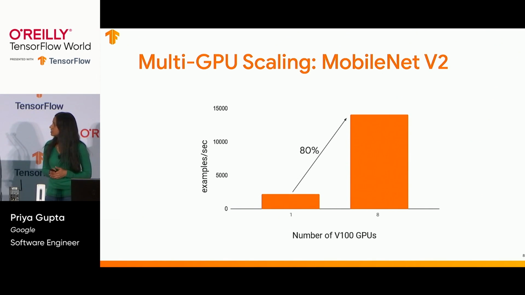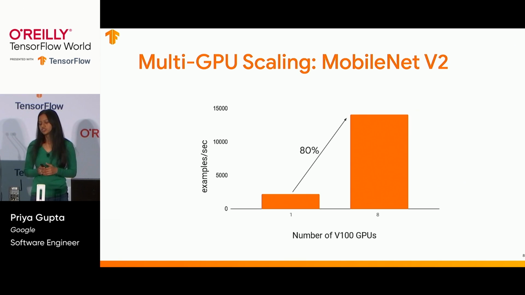So let's go back and take a look at what kind of scaling you can see. Just out of the box, adding this mirror strategy to the MobileNet v2 example from before, we're able to get 80% scaling when going from 1 GPU to 8 GPUs on a single machine. It's possible to get even more scaling out of this by doing some manual optimizations, which we won't be going into today.